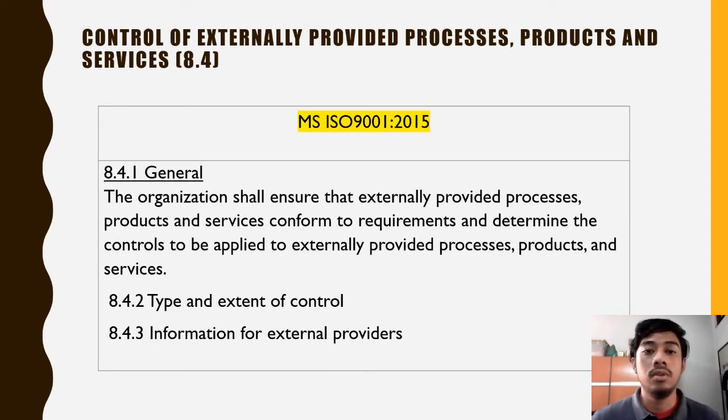So for the control of externally provided processes, products, and services at point 4 in ISO 9001. So the terms and definition is the organization shall ensure the externally provided processes, products, and services conform to requirements, and determine the controls to be applied to externally provided processes, products, and services. So this contains at 8.4.2 types and extent of control, and 8.4.3 the information for external providers, which is the outsiders and the third parties of the organization.